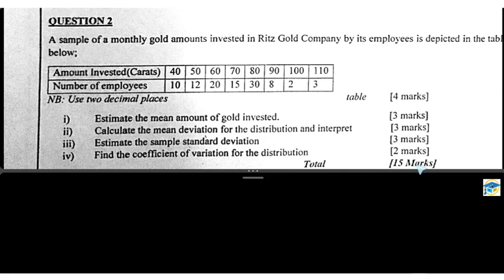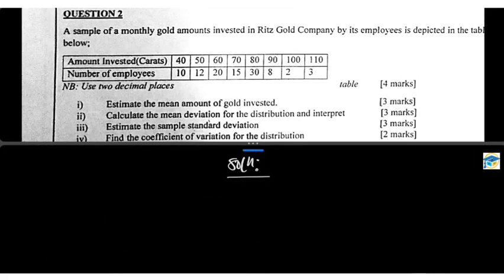15 marks. So we are going to have our table for the amount and our table for the number of employees. The amount is going to be the X values and the number of employees is going to be the frequency in this particular case. So let's take note of that. The first requirement here is to estimate the mean amount of gold invested.